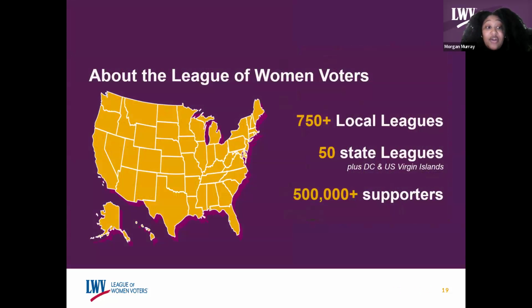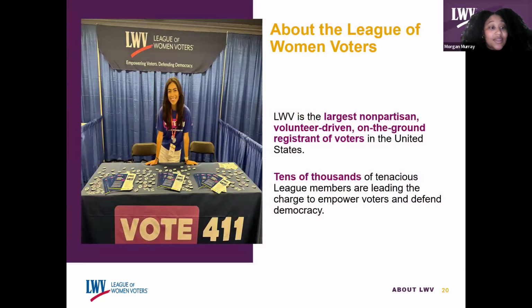And just a little bit more about our organization. We do have active affiliates in all 50 states plus DC and more than 700 communities. And we engage in advocacy, education, litigation, and organizing to protect Americans' freedom to vote. We are the largest volunteer-driven on-the-ground registering of voters with tens of thousands of members leading the charge.